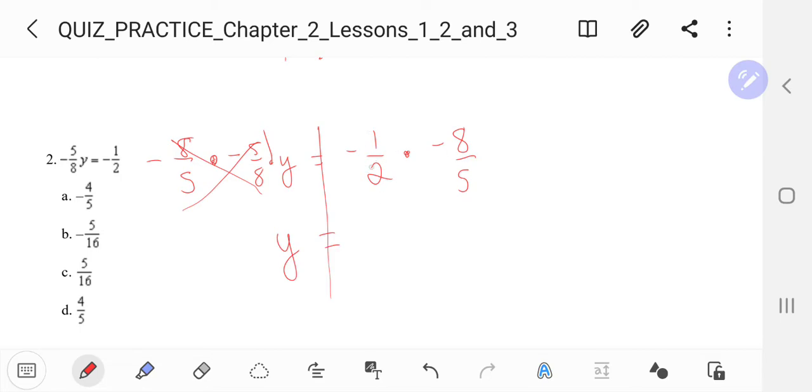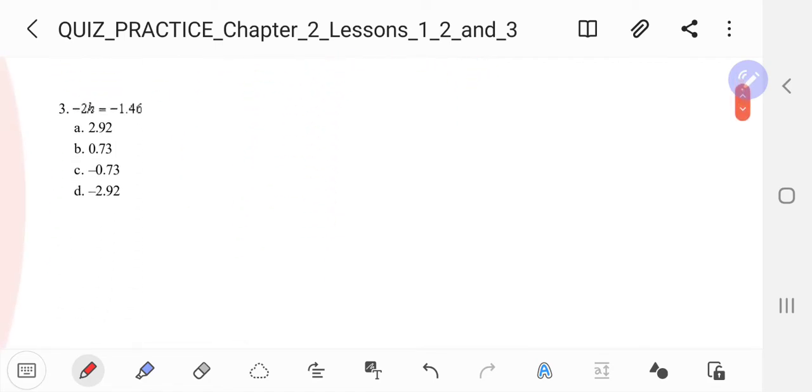And now I have to calculate on the right side of the equation. I can cross simplify. 2 goes into 2 once, 2 goes into 8 4 times. A negative times a negative gives me a positive, so I get 4/5. So D, keep it going.